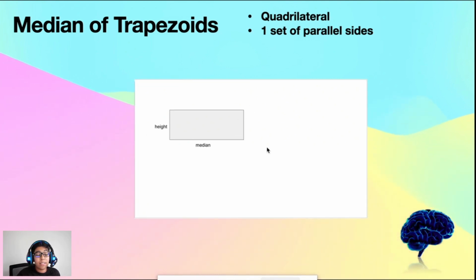That is the dimensions, the median by height. And the median is the average of both bases, which is the area of the trapezoid, and it makes sense. So there's the proof for you.